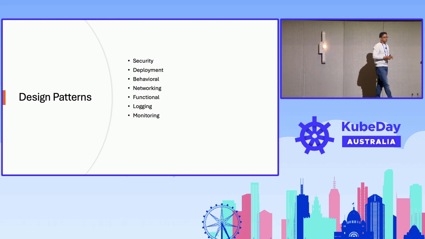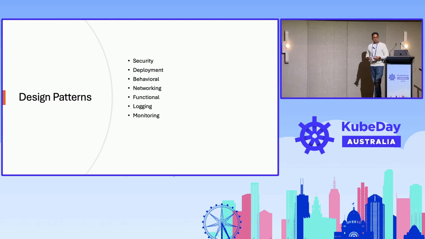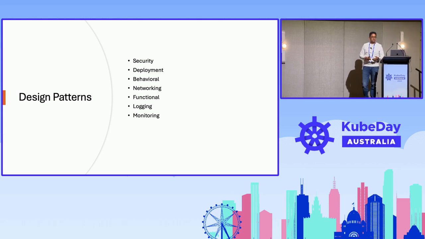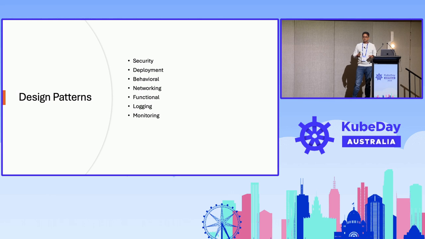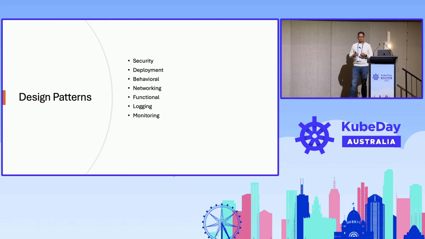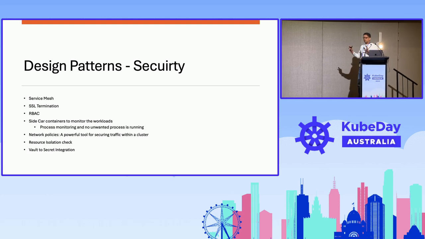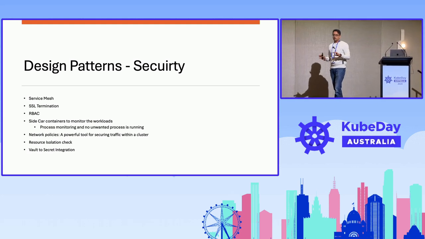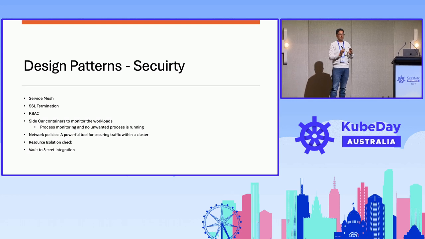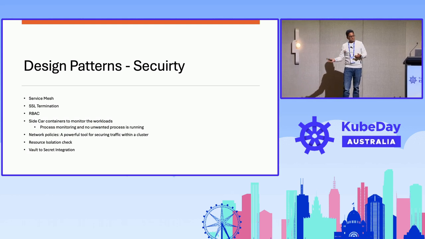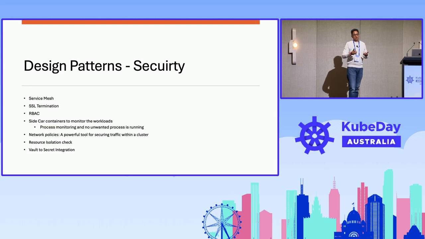So let's explore different types of design patterns which have evolved over a period of time in the domain of security, in terms of your CI/CD, some behavioral and functional patterns which I would like to share, and also some patterns for networking, monitoring, and logging. Just a disclaimer, it's not a complete list of patterns. I've categorized them into these categories. Some patterns are reusable across different domains. I just wanted to give you a list so that you can explore and adopt them, not just for your AI/ML, but for other pipelines which you may have.